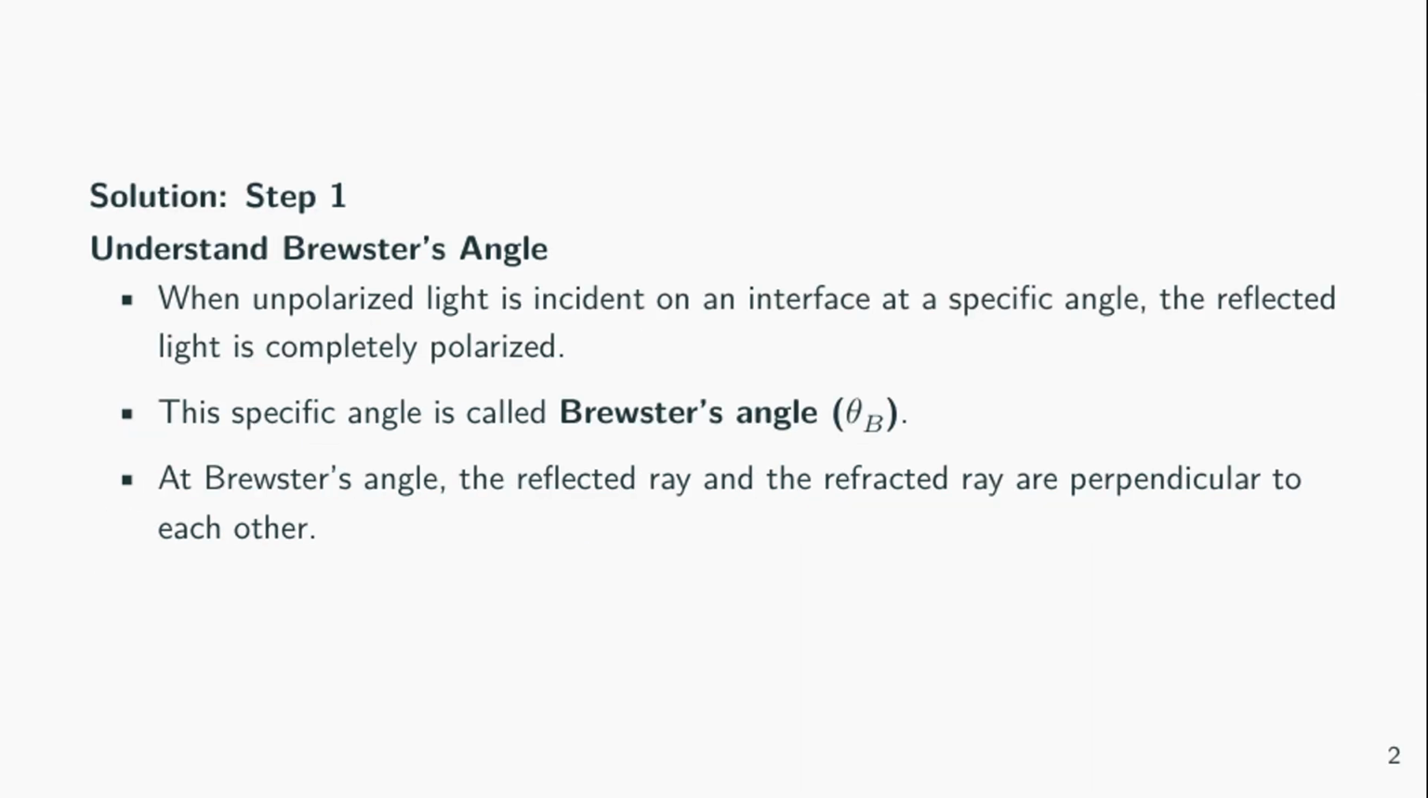Alright, let's break this down starting with understanding what Brewster's angle actually is. Think about light hitting a surface. Normally, both the reflected light and the light that goes through, the transmitted light, are at least partially polarized. But there's this one special angle of incidence. When unpolarized light hits an interface at this specific angle, the reflected light becomes completely polarized. This very special angle is what we call Brewster's angle, often denoted as theta b. And here's a cool property of this angle: at Brewster's angle, the reflected ray and the ray that passes into the new medium, the refracted ray, are perpendicular to each other. They form a 90-degree angle.